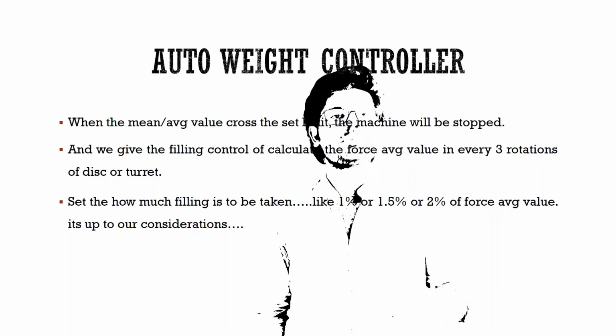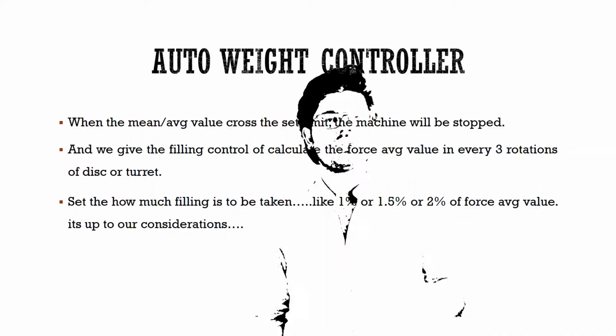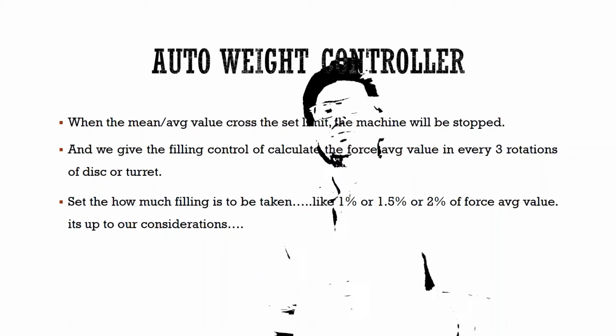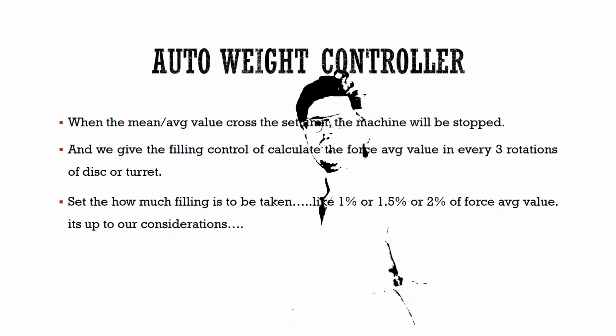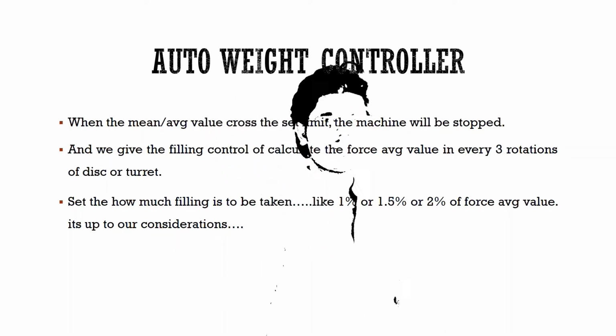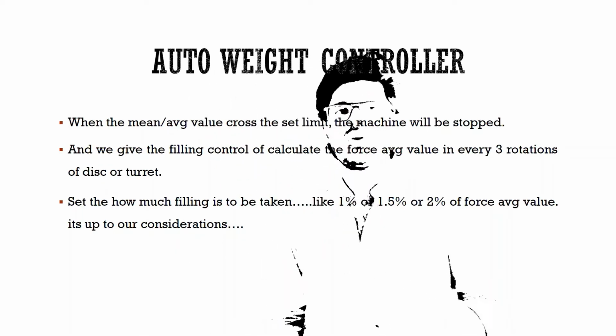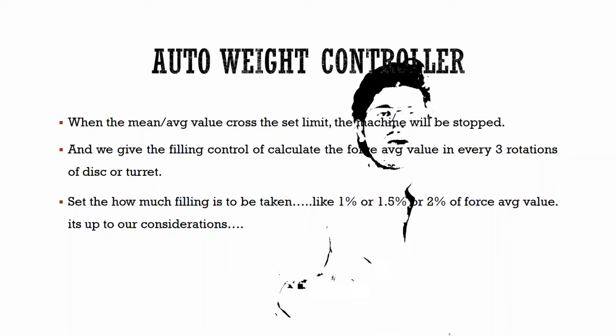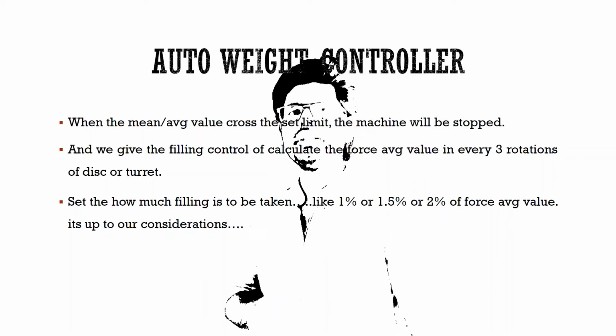When the mean or average value goes beyond the set limit, the machine will be stopped. We give the filling control, which calculates the force average value every 3 rotations of the disc or turret. Set how much filling is to be taken. Take 1% or 1.5% or 2% of the force average value. It's up to our considerations.